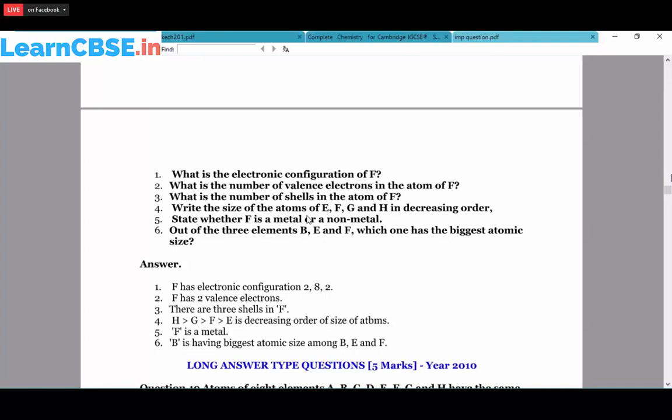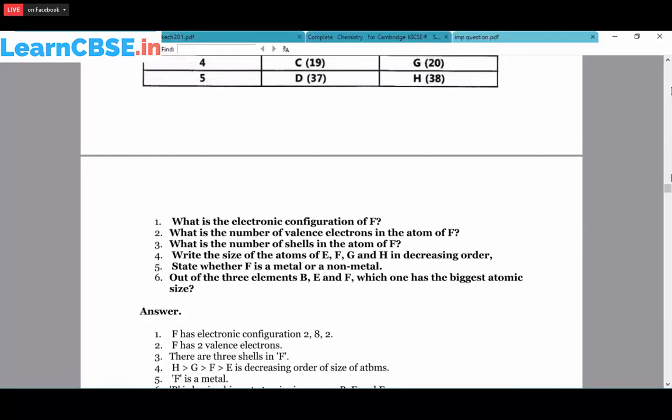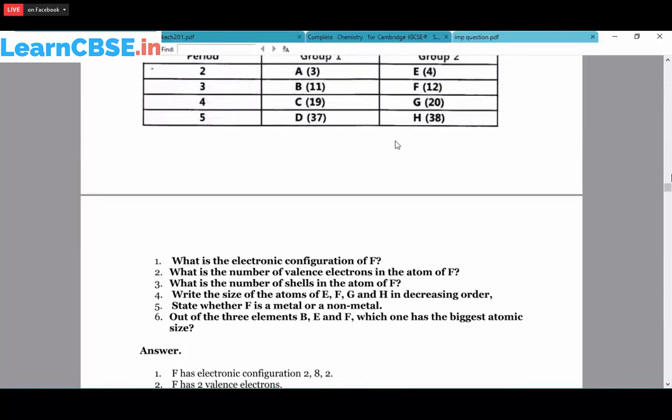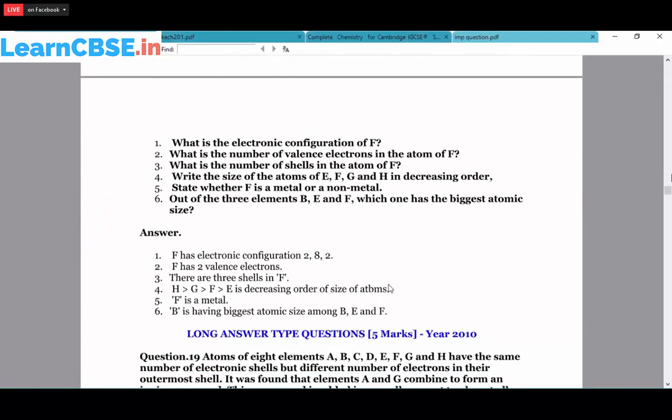Write the size of the atoms of E, F, G and H in decreasing order. Okay, so now we have to see where E, F, G and H are. There will be an increase in the outermost shell for all the atoms. So H will have the largest size, then G, then F, then E. This is the decreasing order of the size of the atoms.